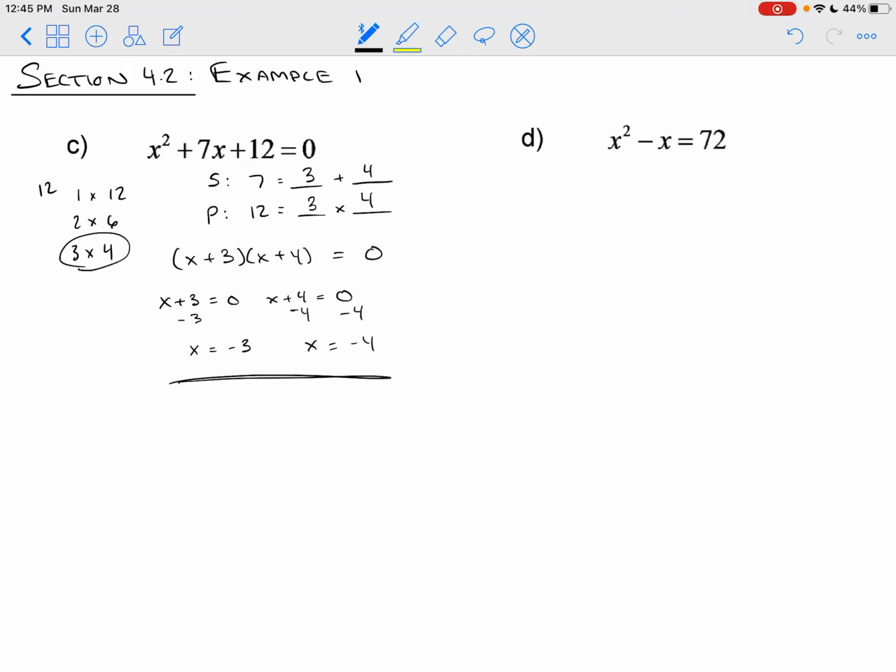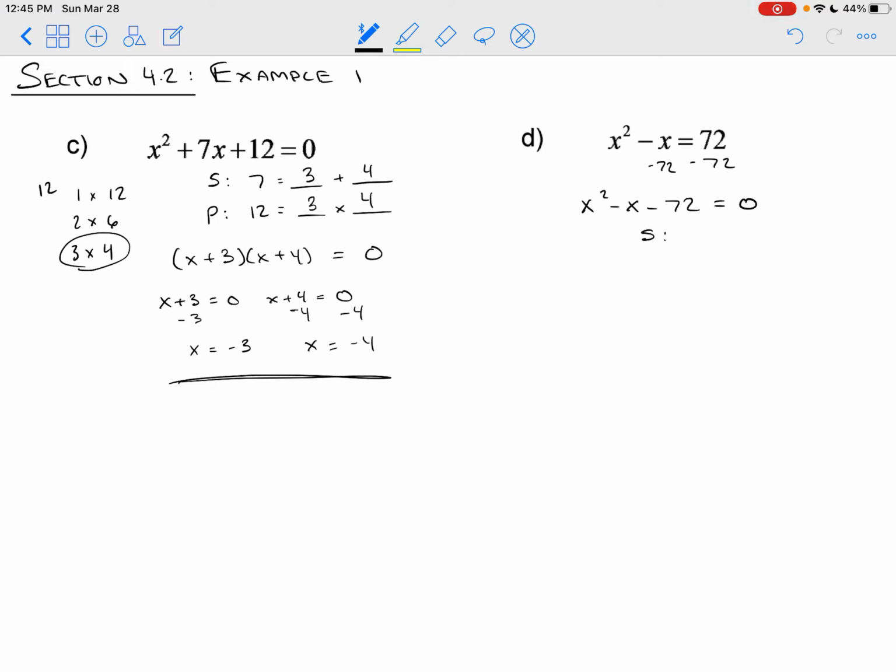Part D, there's one extra step here at the beginning. Of course, we want all of these quadratics to be equal to 0, and this one's equal to 72. So we're going to move the 72 over to the left-hand side of the equation by subtracting 72 from both sides. And that gives us x squared minus x minus 72 is equal to 0. Now, we can do the same thing.